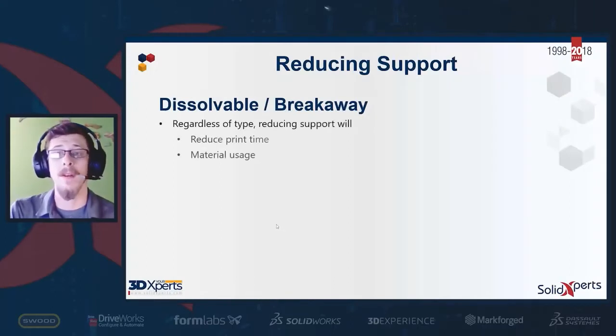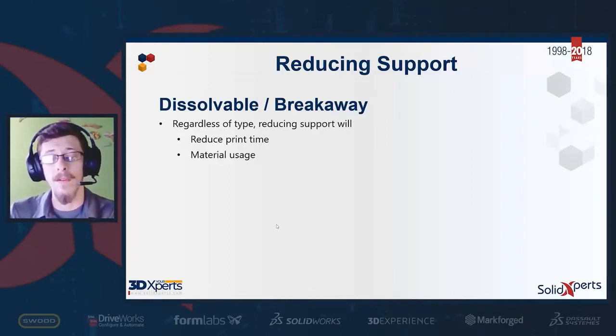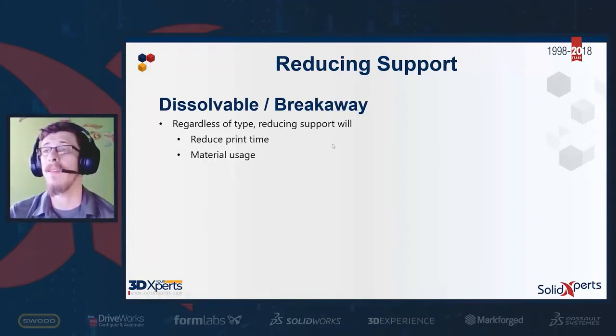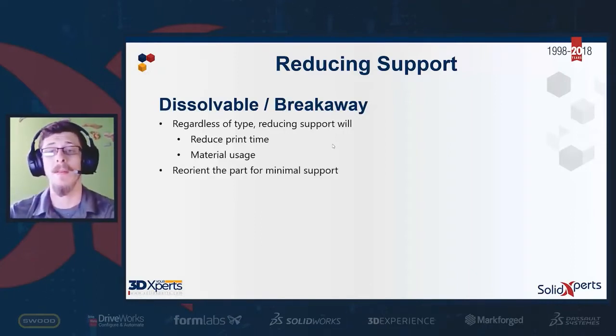Now, once we know about those two types, either way, support is support, and it's going to take additional time to print, and it's going to take extra material and extra cost. So if we can reduce the amount of support necessary, so we can control those angles a little bit better, we can eliminate the need for support, which then reduces the print time and reduces the material usage. Now, one of the easiest ways to reduce that support is just the orientation of the part. So orient it for the least amount of support, but also make sure that you're still catering towards the stresses in the part and the orientation you're choosing is going to be best.